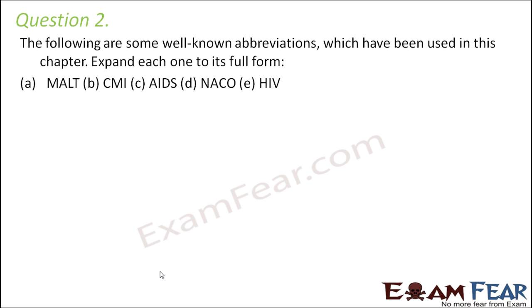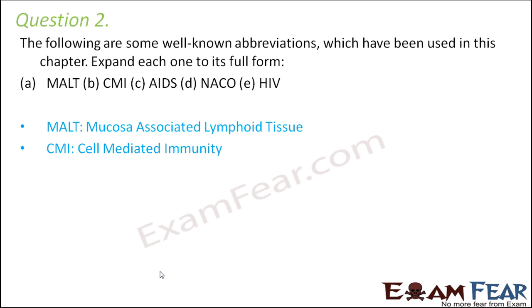Question number 2. The following are some well-known abbreviations which have been used in this chapter. Expand each one to its full form. MALT. It is mucosa-associated lymphoid tissue. Now we use these abbreviations just for easier representation, because every time writing such a big name is difficult.